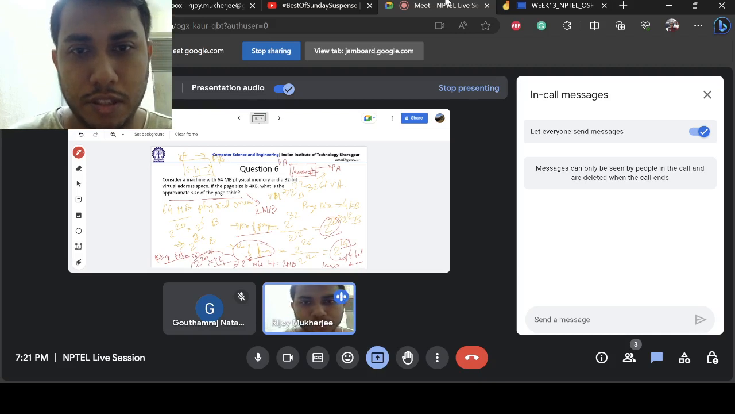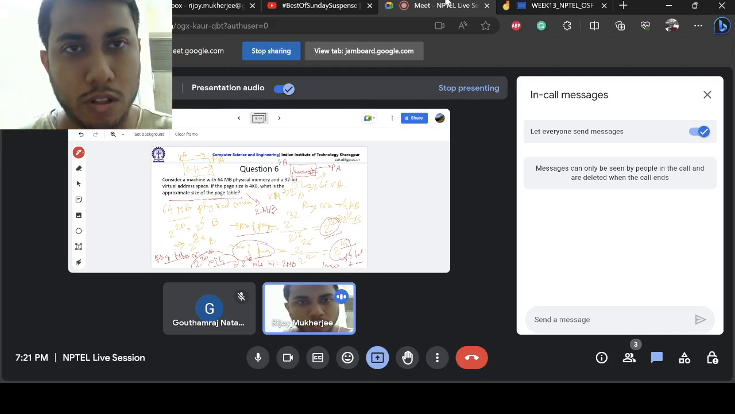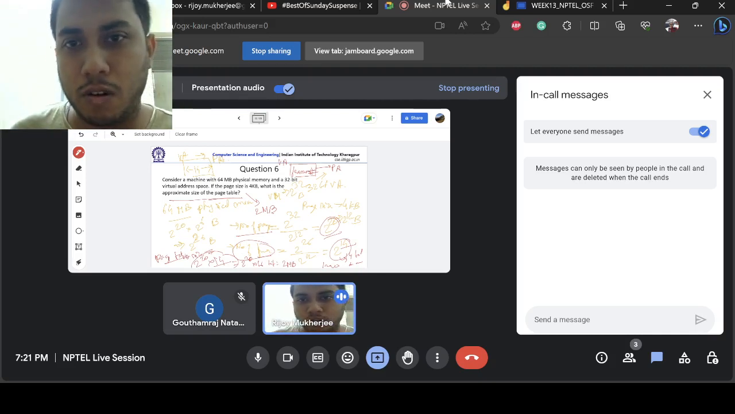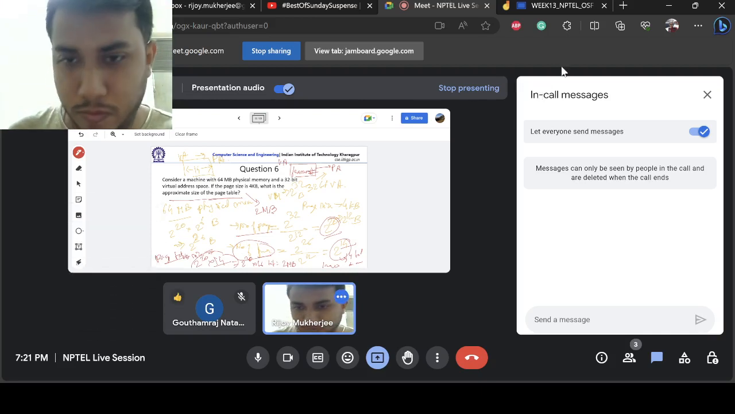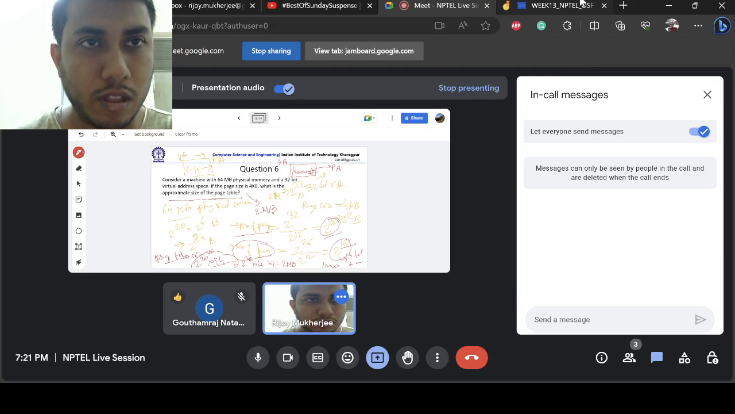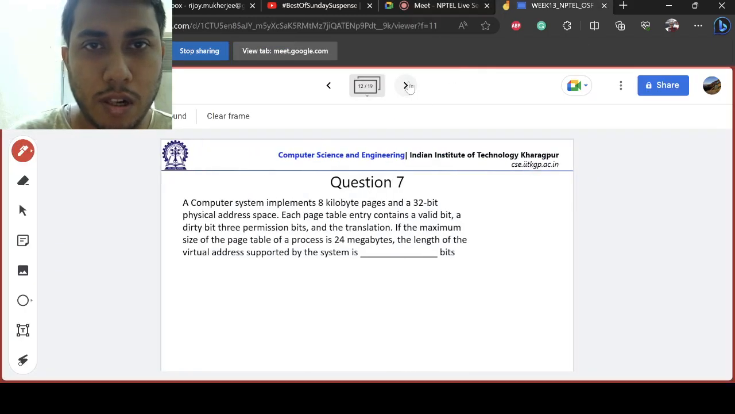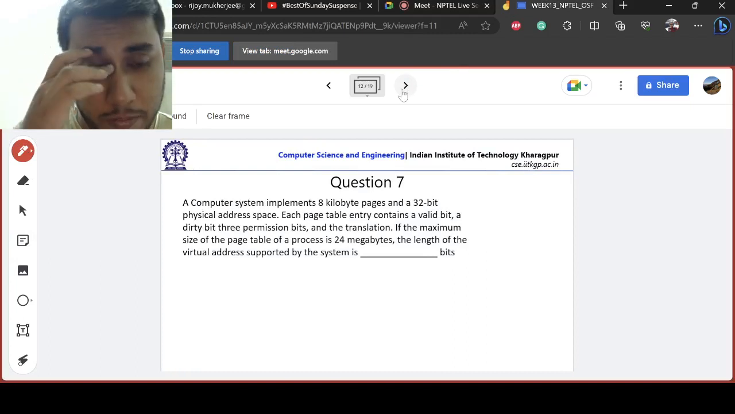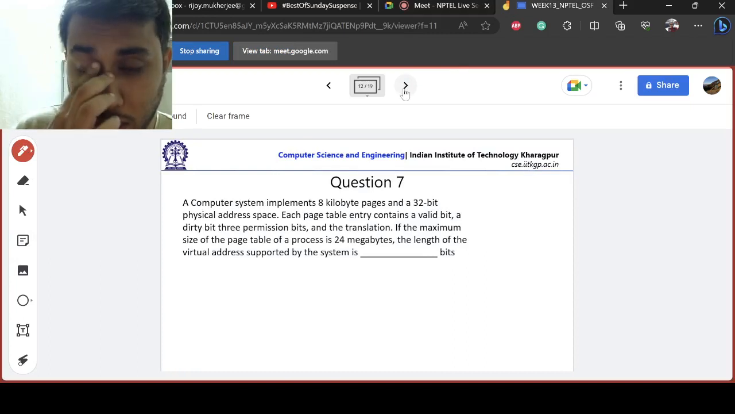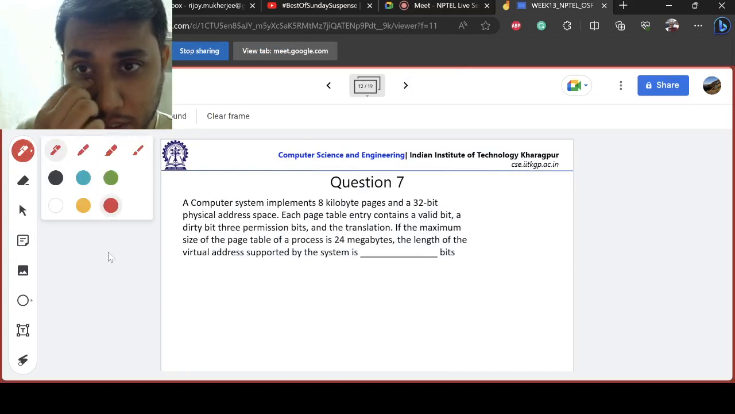So this is a very interesting and important concept, and it is constantly asked what the size of a page is. Okay, let's go to the next one. It is kind of a continuation of the previous problem, so that it will help you to understand.